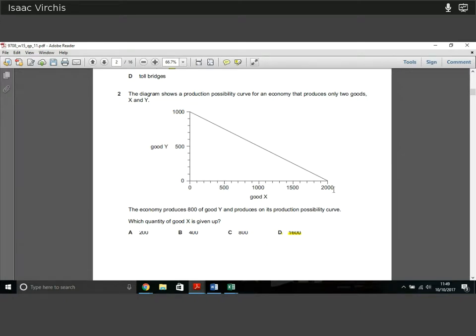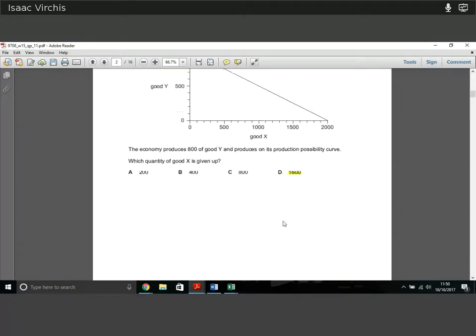So if they only produce good X, they produce 2,000 and 0 Y. But because they're producing 800 good Y, they can only produce 400 good X. Therefore, they're giving up 1,600 of good X to produce that number of units of good Y. And the answer is that's a D.